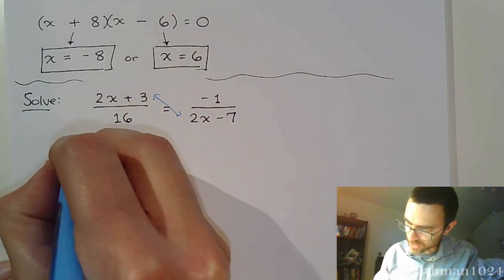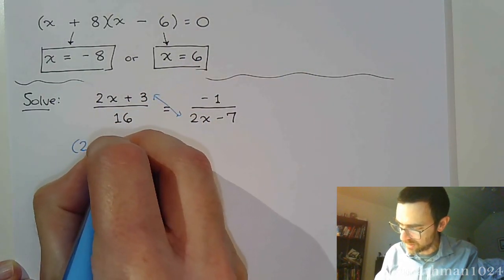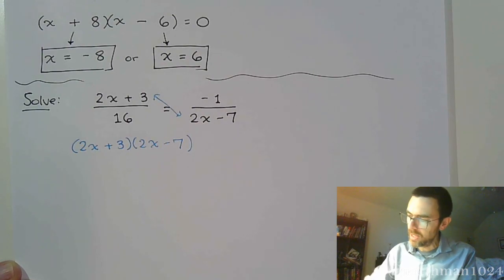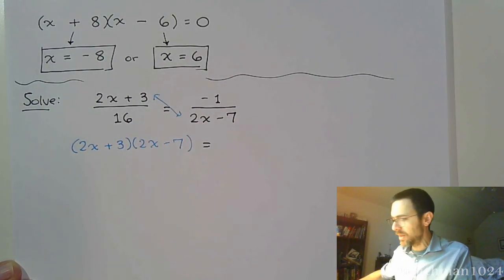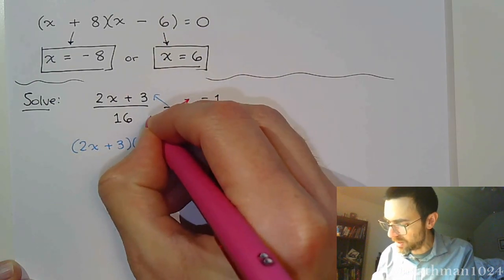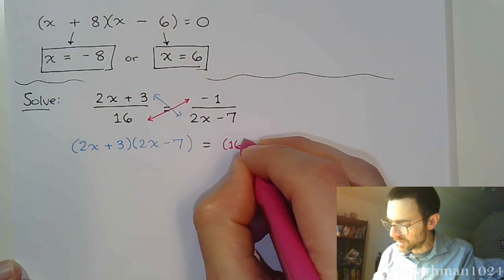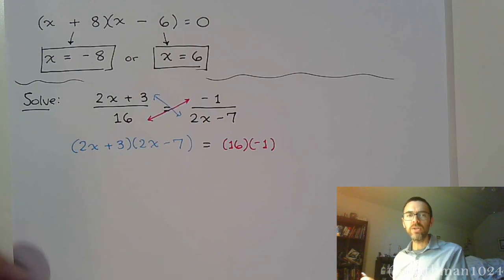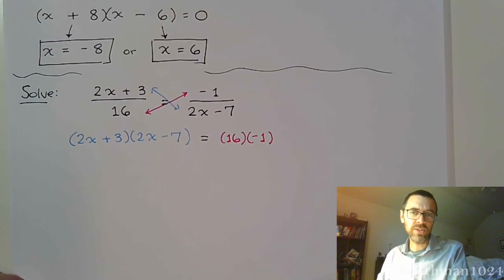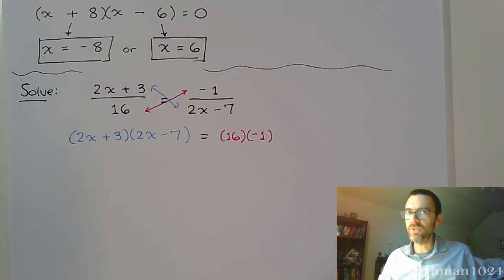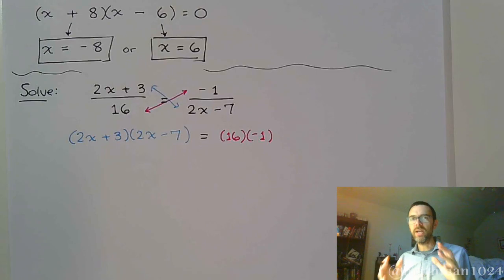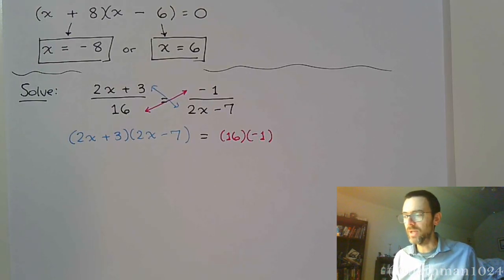So that means that the cross product of the extremes, so that's 2x plus 3 times 2x minus 7, is supposed to equal the product of the means. That's going to be these guys right here. So that's going to be 16 times negative 1. All right, so we go from having two fractions to not having any fractions. And again, that's the key thing with a lot of these equations, is that you're trying to get rid of the problem, whether it's absolute value, fractions, radicals. You get rid of those guys by legitimate means, and you evaluate what's left over. You examine what we have.